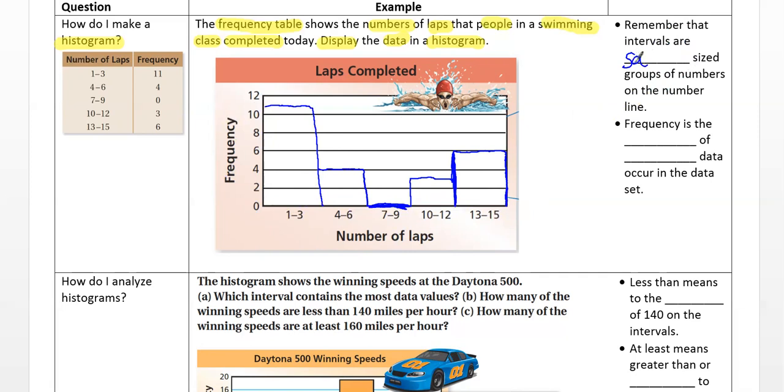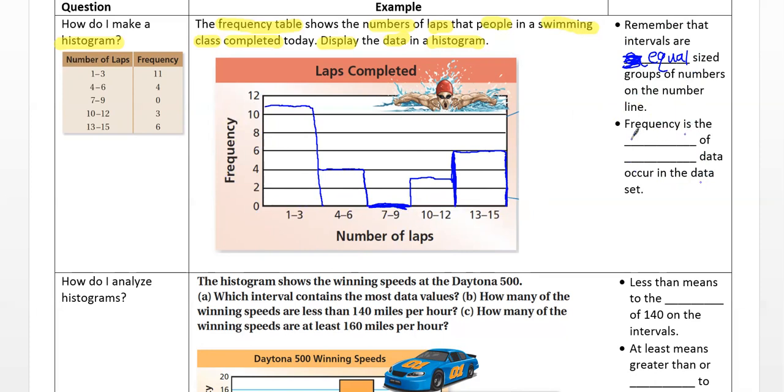Is that right? Remember that intervals are, yeah, equal-sized groups of numbers on the number line. So see, I would have written same, but I guess it means basically the same thing. Frequency is the blank of blank data occur in the data set.